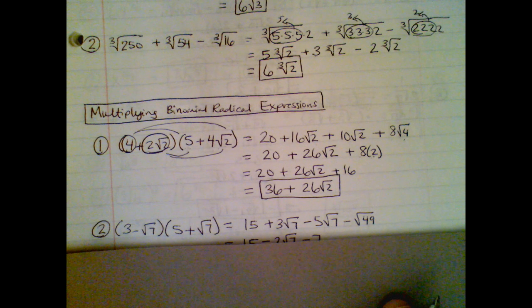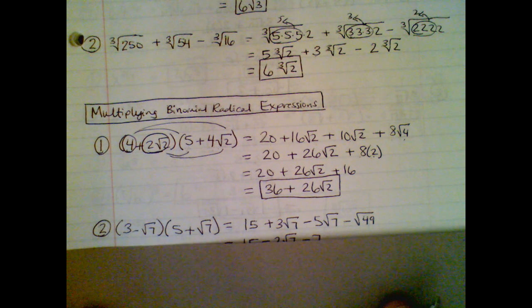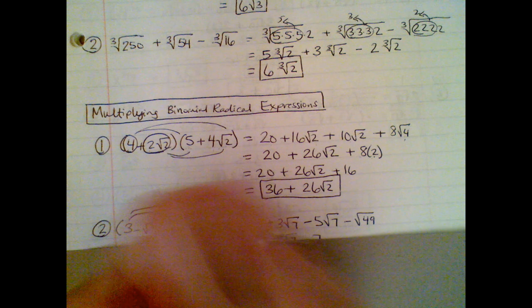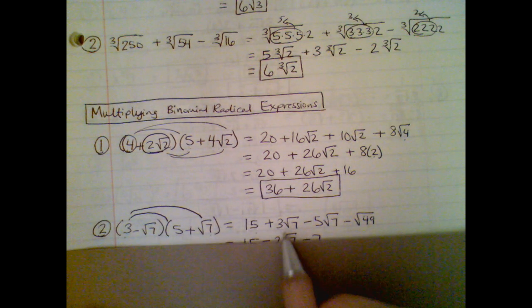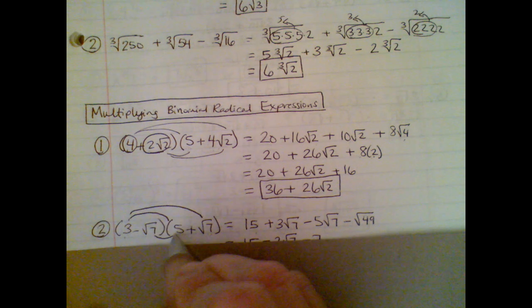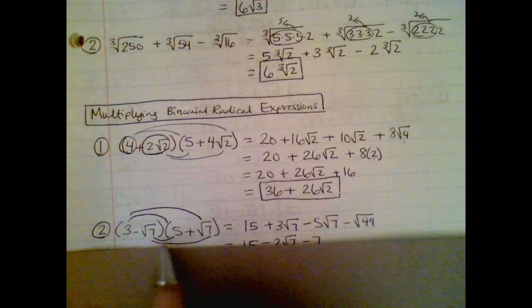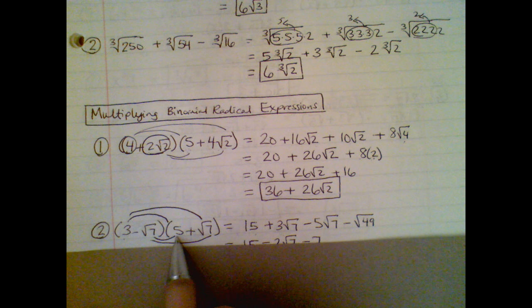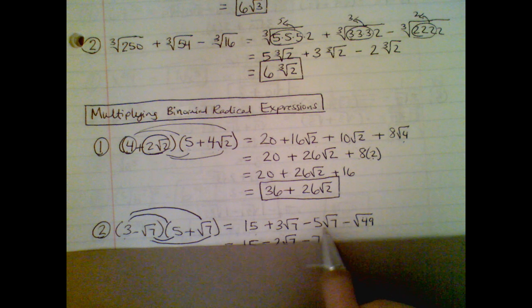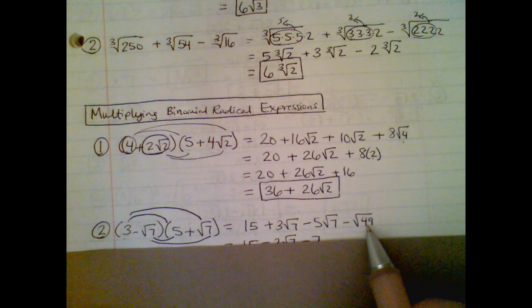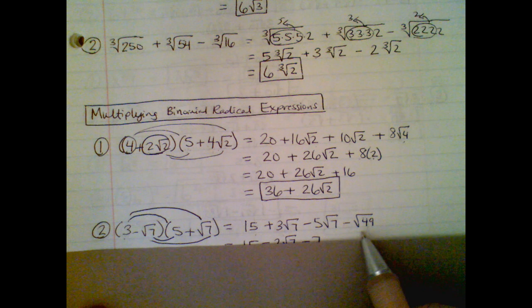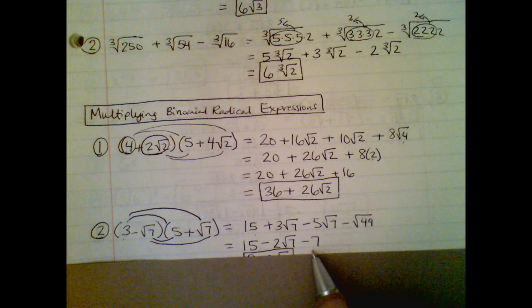So we have 3 minus square root of 7 times 5 plus square root of 7. So we distribute this 3 to both of them. 3 times 5 is 15. 3 times square root of 7 is 3 square root of 7. And then we're going to distribute this. Negative square root of 7 times 5 is negative 5 square root of 7. Negative square root of 7 times positive square root of 7 is negative square root of 49. We're going to simplify this down. Square root of 49 is just 7, so we'd have minus 7 at the end.